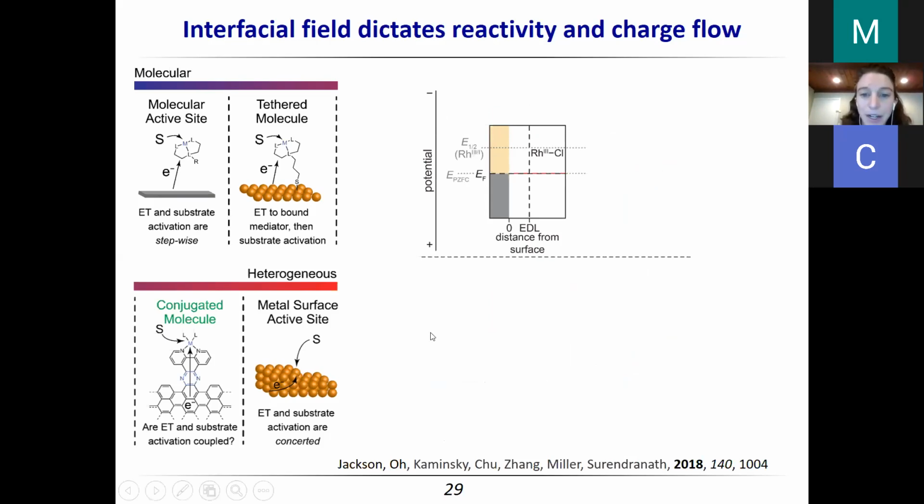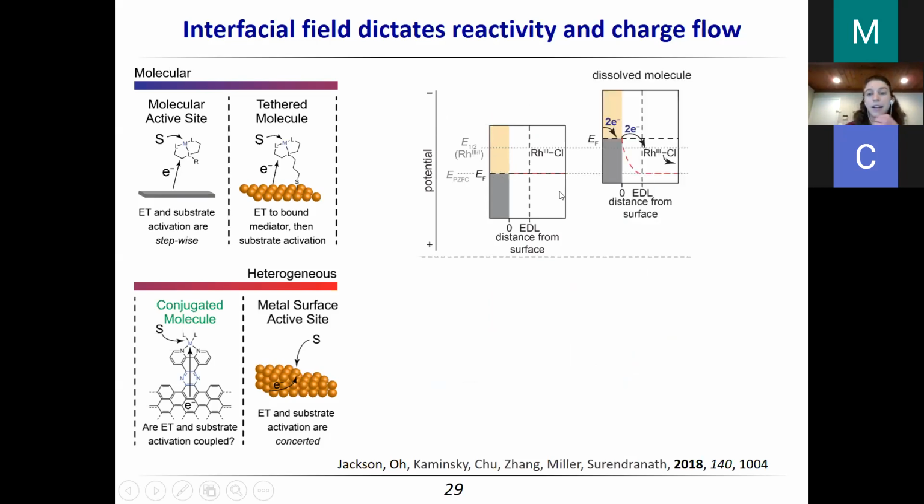So this time I'm going to have my electrode Fermi level here, and I'm going to apply a negative potential, and so move all of the energy levels up relative to the rhodium 3 complex in solution. When I have enough driving force, I'll transfer electrons from the Fermi level of the electrode to the rhodium species in solution and simultaneously lose this chloride ion.